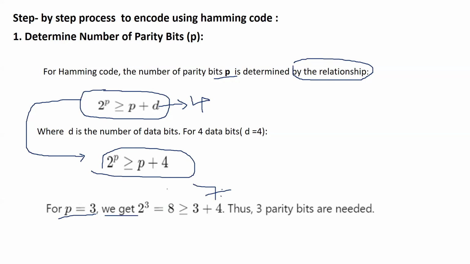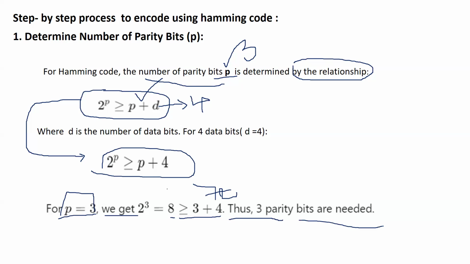2 to the 4, 4 to the 8. That's it, right? Now 8 isn't greater than 7, so this condition is satisfied. So we can know the number of parity bits. Now it is 3. The number of parity bits is 3. For P equal to 3, we have taken it. So the 3 parity bits are added to our data.